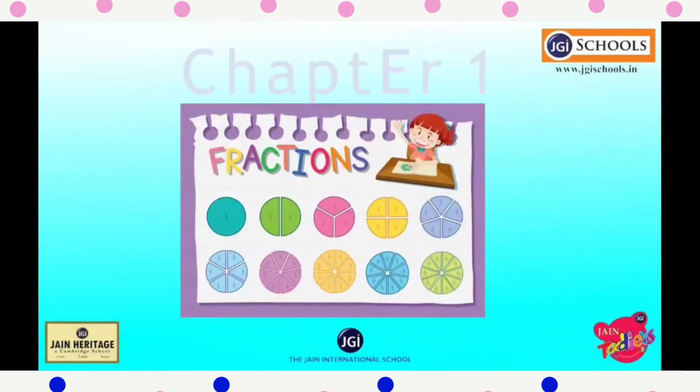1, 1 by 2, 1 by 3, 1 by 4. So many circle shapes are there and they are divided, they are factorized in different parts, right? Sometimes 2, 3, 4, 5, 6 up to 10. Yes, can you see that? So this is all about fractions.